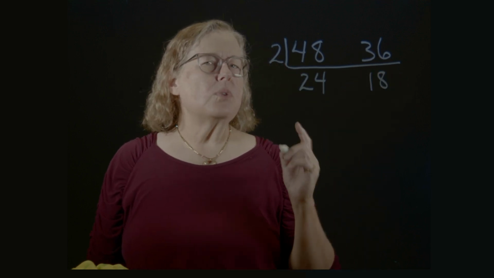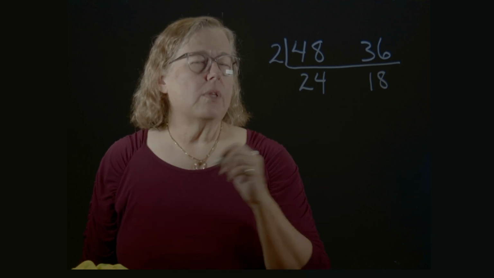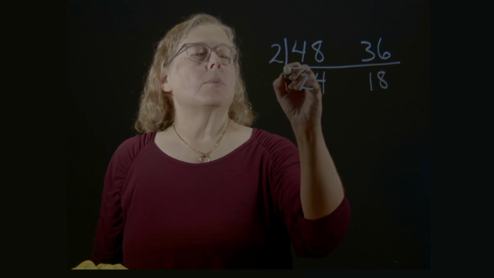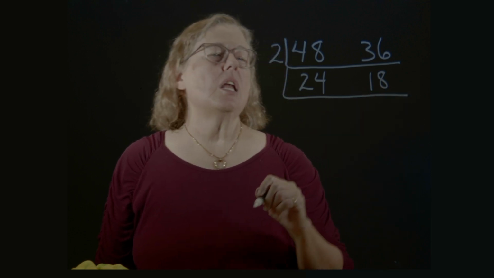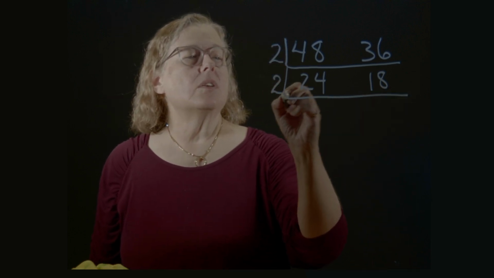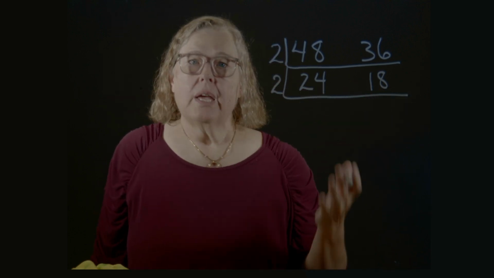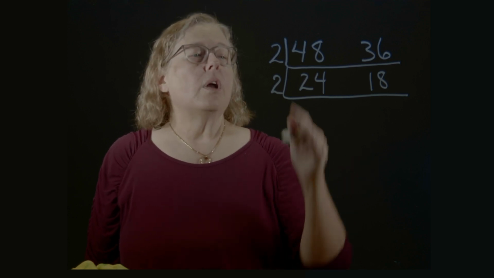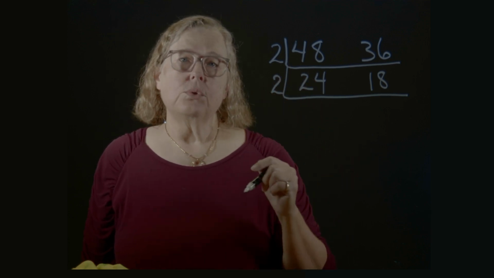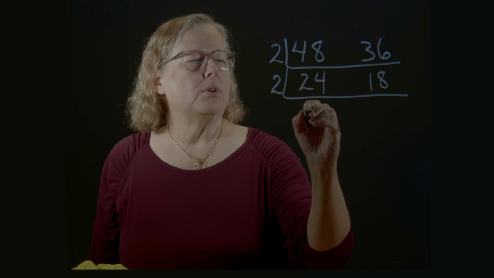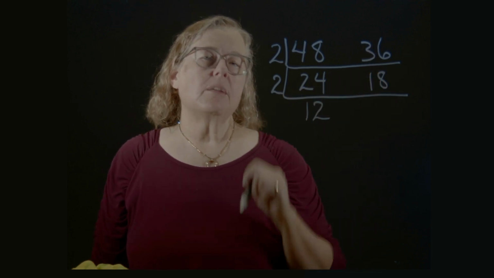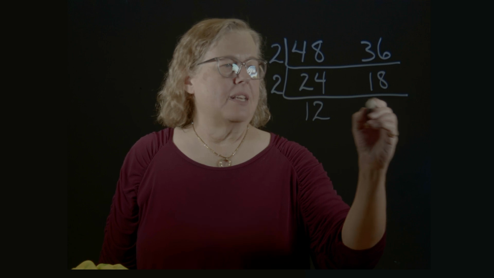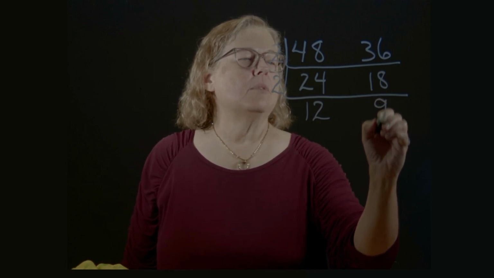You know, those are both still even. I know that I can pull out another 2. So I'm going to draw another layer to my birthday cake for my upside down division, right? I'm going to pull out 2 again because these are both even numbers. What is 24 divided by 2? Beautiful. It is 12 indeed. What is 18 divided by 2? Nice. It is 9. 9 times 2 is 18.